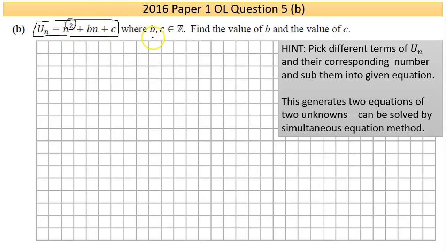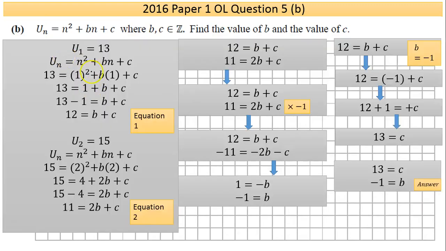Now they're saying b and c, the two numbers here, are elements of Z, which means they're integers. They're positive or negative whole numbers. And you're asked to find what b and c are. Now go to the answer because, to be honest, it's hard to know what to do to start this. What you might start doing is going, well, I don't know anything about it, so let's pick random values of n and just throw them in and see what happens.